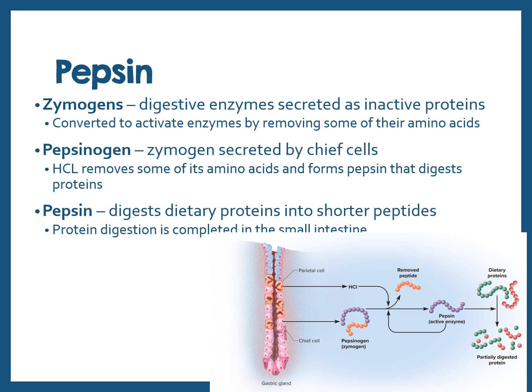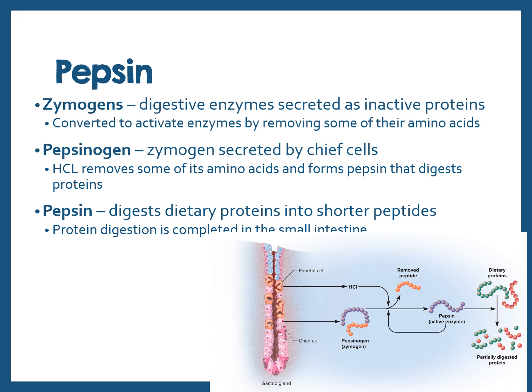So zymogens are digestive enzymes that are secreted and they're not active. They don't work yet. So they have to be converted or activated by something. And usually that's done by removing some of the amino acids that make up this protein. So for example, pepsinogen. Pepsinogen is a zymogen secreted by chief cells. And when it's in the presence of hydrochloric acid, some amino acids will get removed and it will form pepsin. Well, that pepsin can now digest proteins.